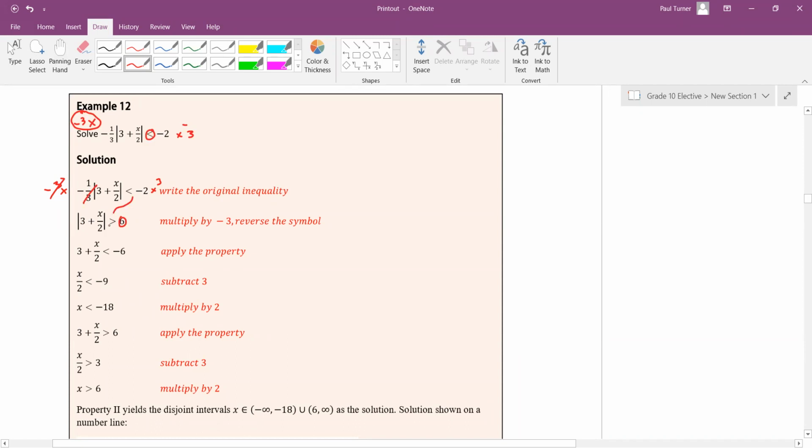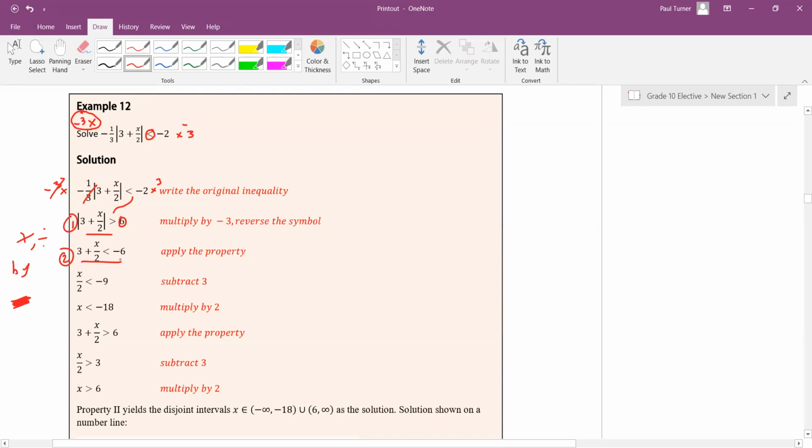So whenever you multiply or divide by negative numbers, you need to do that, changing the direction. So then in this case, we've got greater than 6 or less than minus 6. So these are your two equations you need to solve. I just kind of put them all together though, unfortunately. So those are the two equations to solve.